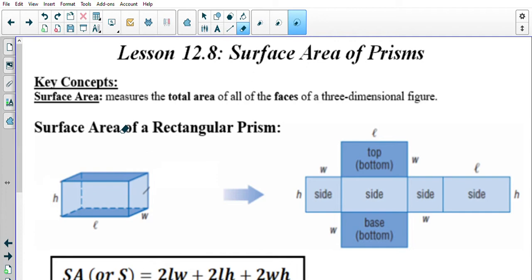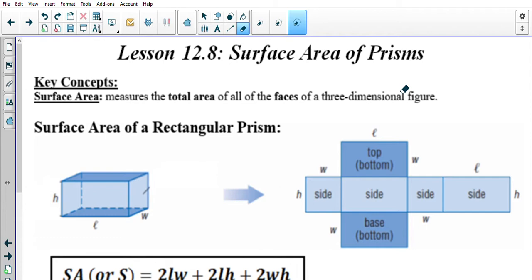Now it says surface area of prisms, but I also threw in some cylinders as well, since you might as well see that formula at the same time. So let's talk a little bit about what surface area is. Surface area specifically measures the total area of all of the faces of a three-dimensional figure.